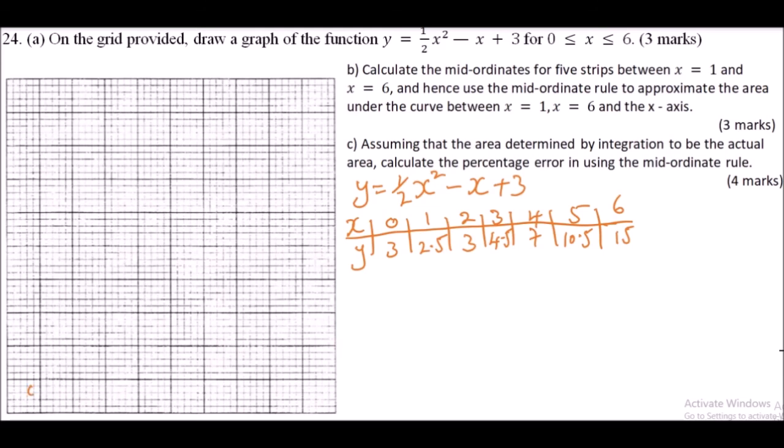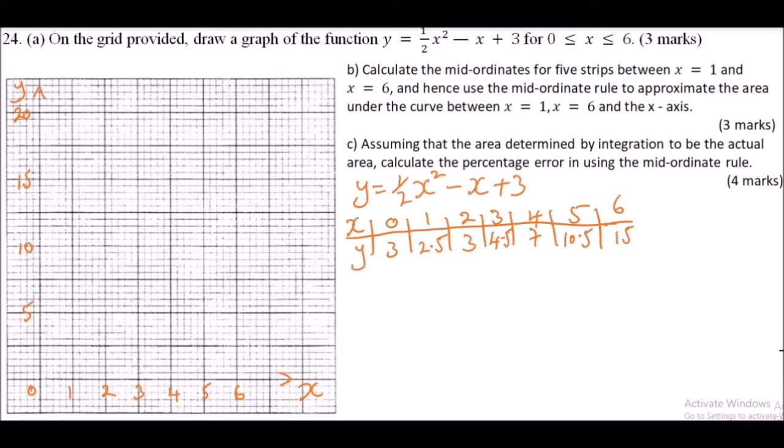We can start with 0. We have 1, 2, 3, 4, 5, and 6. So that is our x-axis. And for y, the highest value of y is 15. We can't use 1 unit, so let's say we have 5, 10, 15, and 20. I think that will give us a good scale. So that is our y-axis.